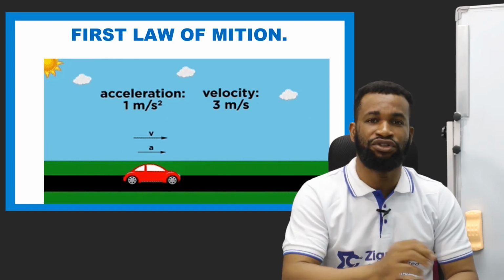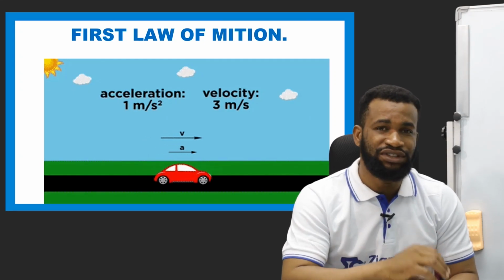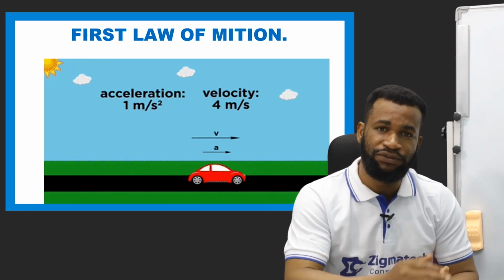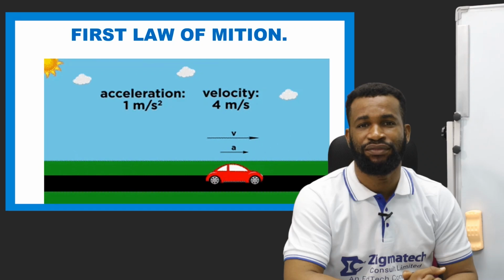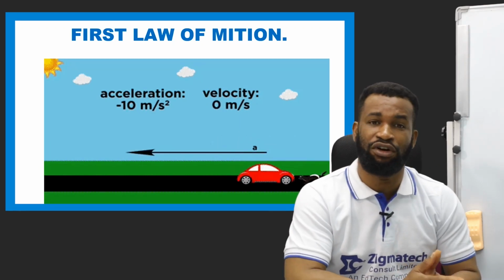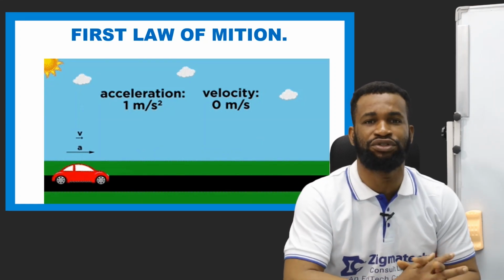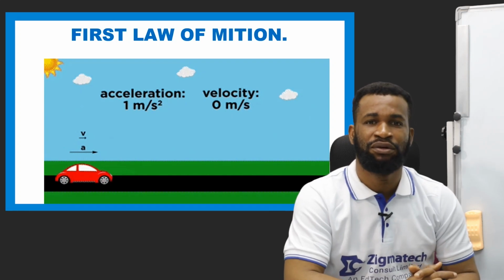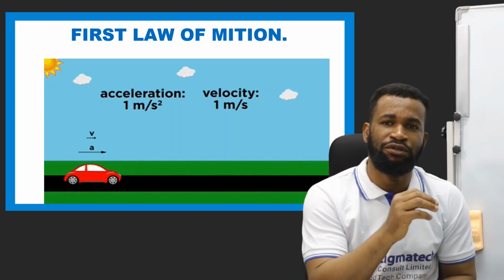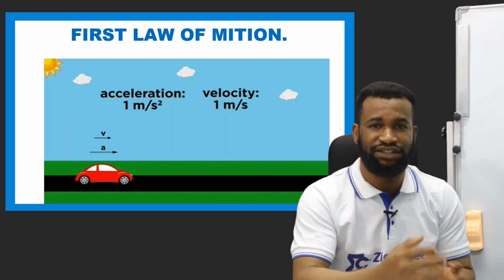You keep a phone on your table, it will remain there forever until something else comes, a force, and moves it away from that position. However, another form of this law also states that a body will continue in its state of uniform motion until it is acted upon by an external force.